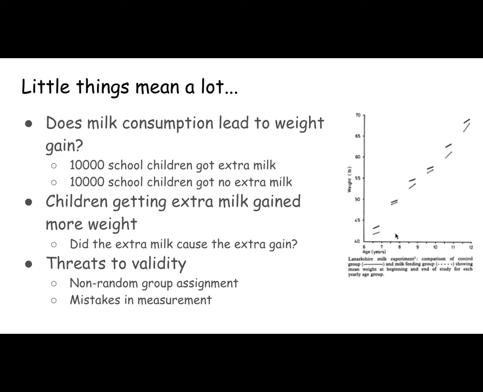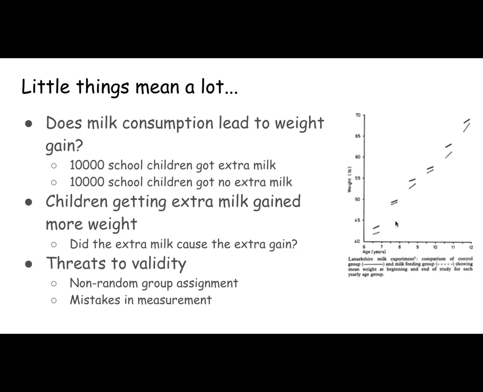And if you look at the graph, just looking at this, it's hard to tell whether anything is amiss. So the dotted lines, those are the results from the kids who got the extra milk. The solid lines are for the kids in the control group. And if you actually know what's wrong with the study, then some things start to jump out at you.